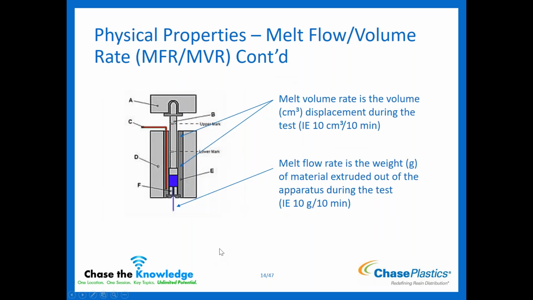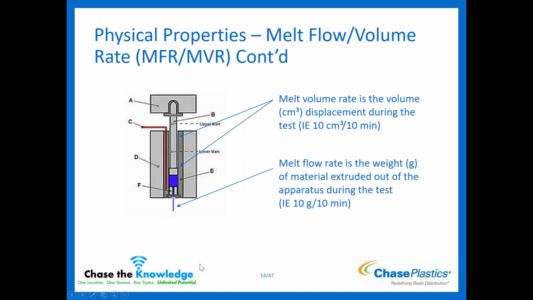Another quick one: I keep saying melt flow rate and melt volume rate, and they are a little different. Your melt volume rate is the volume displacement during the test. So if I start up here for my test and end up down here, all this volume that was displaced is the value that's given. Your melt flow rate is the amount of material that comes out, and they weigh it, so your grams per 10 minutes. The material comes out here, they weigh it, grams per 10 minutes, that's your melt flow. Melt volume is the displacement in volume during the test.